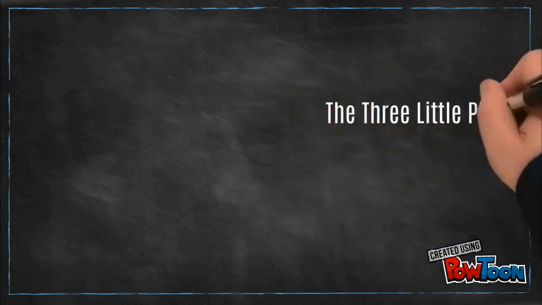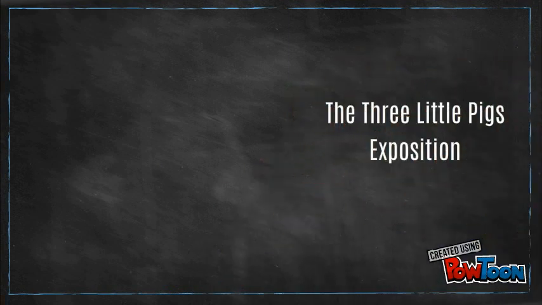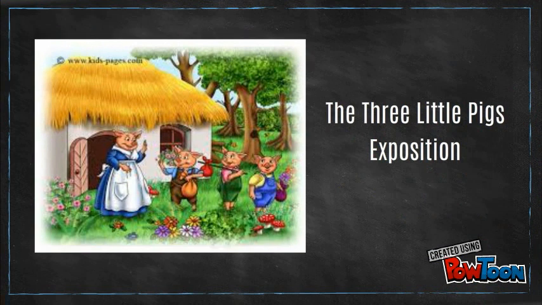Let's look at the elements in a familiar short story, The Three Little Pigs. The exposition is when they leave their home for the first time and venture out to live on their own.